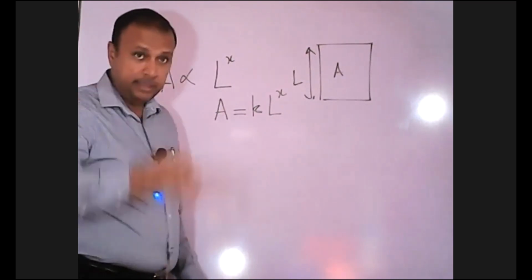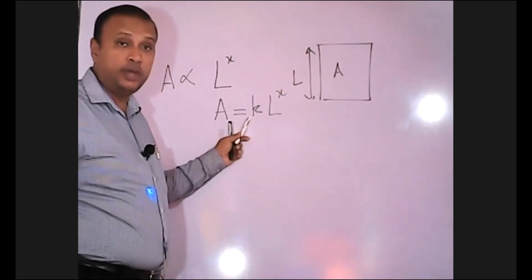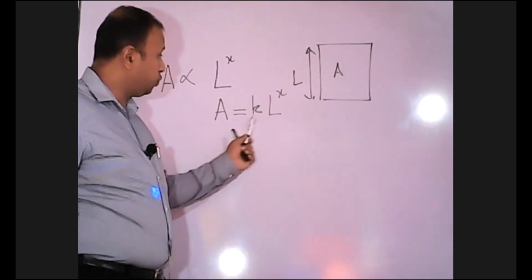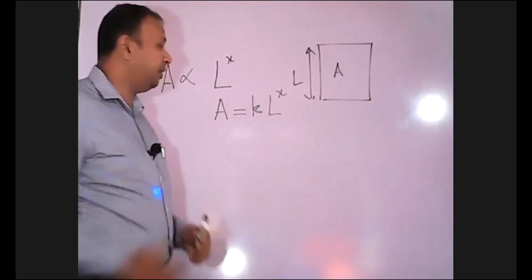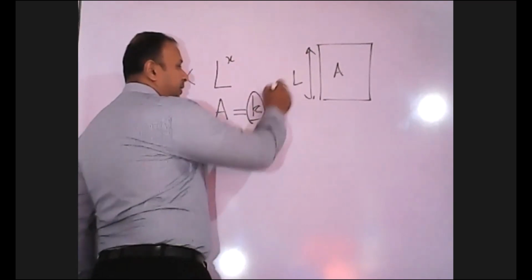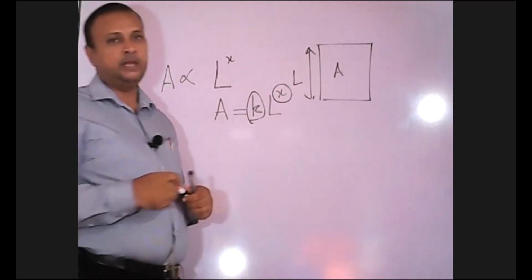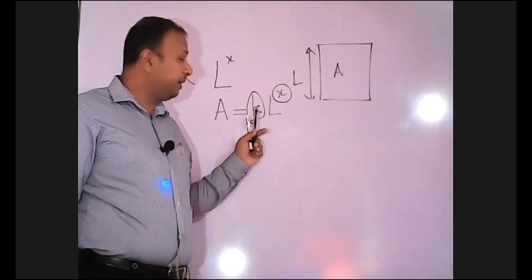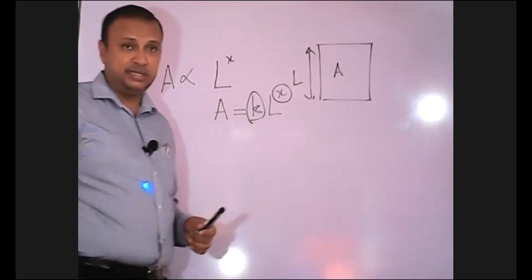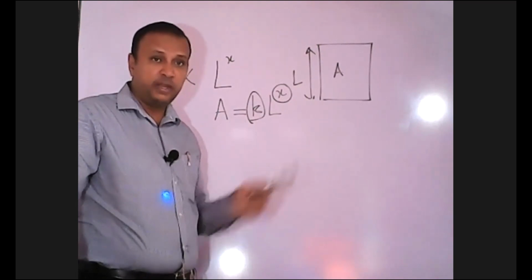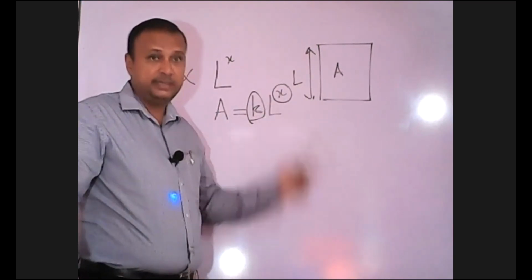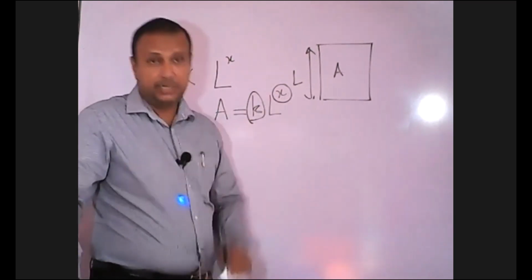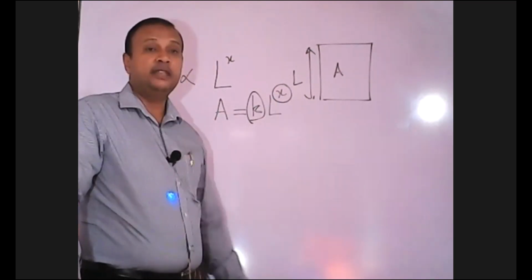Then using that relationship, I have converted the relationship into an equation. I have built an equation, but in this equation there are two unknown quantities. One is the proportionality constant, the other one is the power. The constant we cannot obtain using dimensional analysis, so that value should be given. If this value is given, the only thing we have to determine is x. So I can use dimensional analysis to determine the value of x.